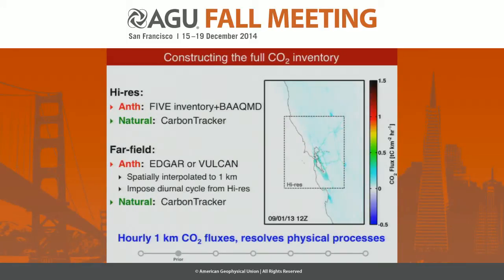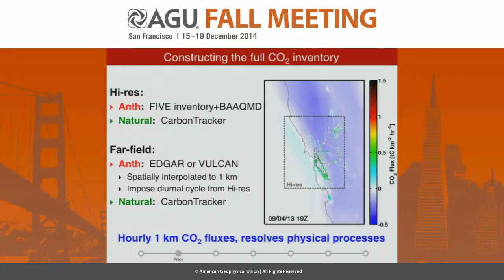However, I still need to take into account natural fluxes. So for the moment, what I've done is taken natural fluxes from Carbon Tracker, spatially interpolated those to 1 kilometer. And then I also wanted to extend the region in case our measurements were sensitive to larger than just the Bay Area.